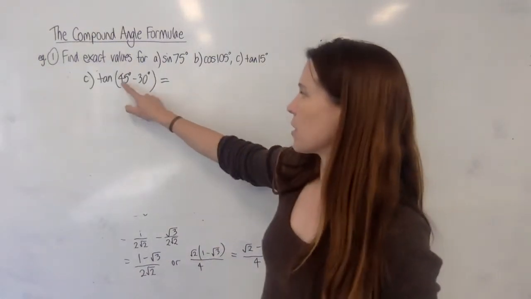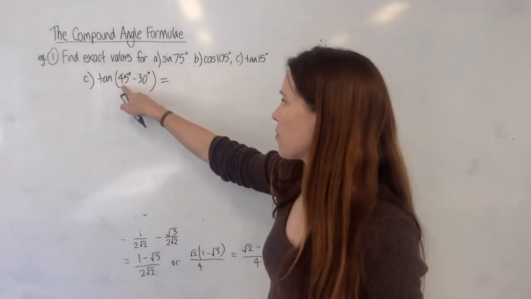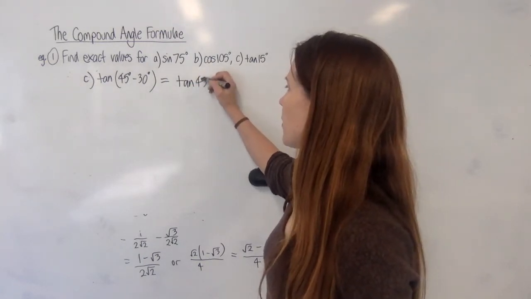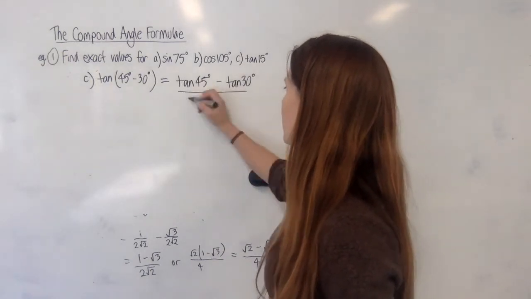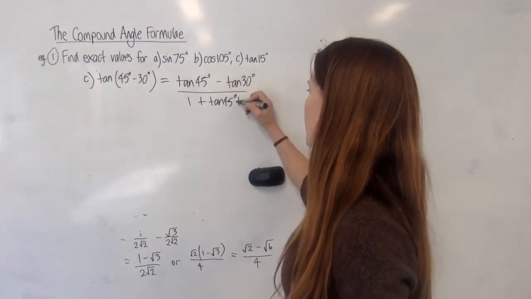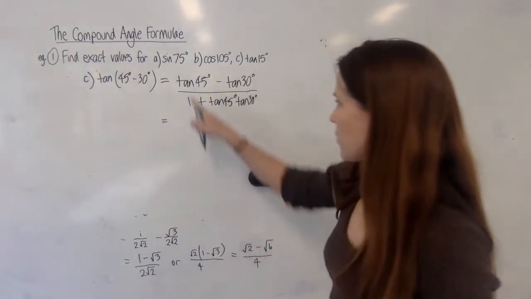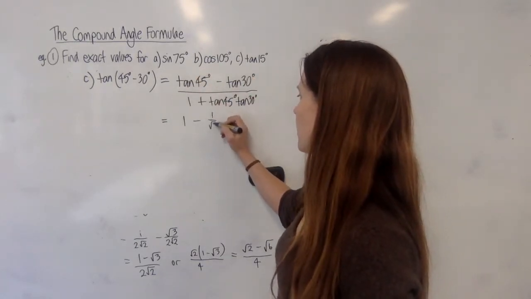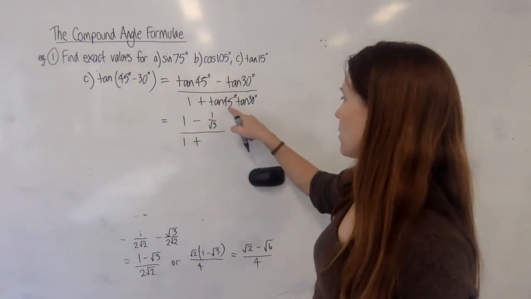So I've chosen to do the tan of 45 minus 30 there. So applying that formula where alpha is 45 and beta is 30, I need the tan of 45 degrees minus the tan of 30 over 1 plus the tan of 45 multiplied by the tan of 30. So now you need to know your exact values for these. The tan of 45 is 1. Tan of 30 is 1 on root 3, and on the bottom I've got 1 plus 1 times 1 on root 3.